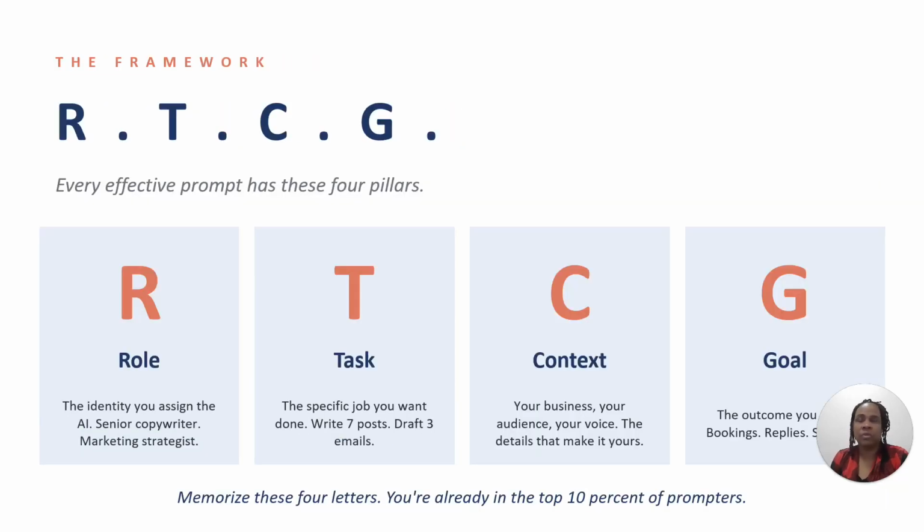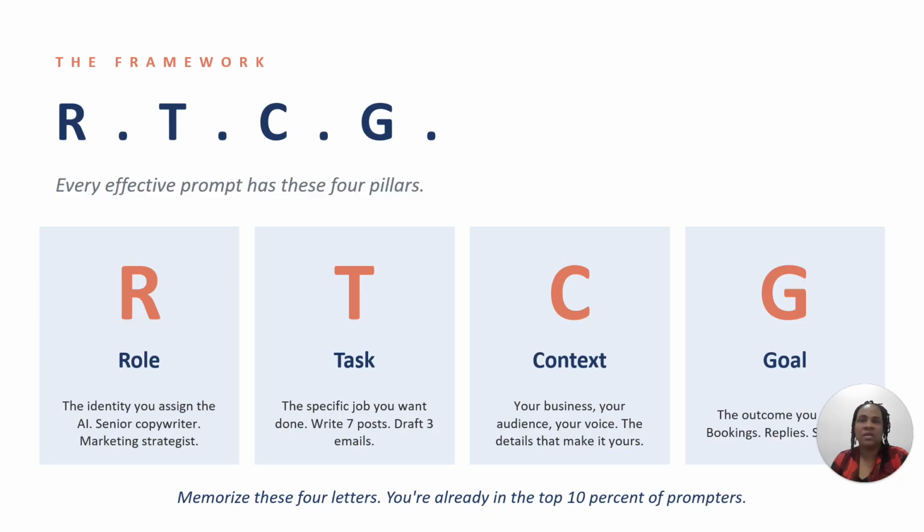So this is a structure. This structure is called RTCG. It can create effective prompts using these four pillars. R is the role, the identity you give the AI. It could be a senior copywriter, a marketing strategist, whatever fits the job.